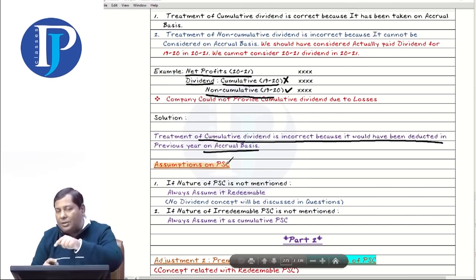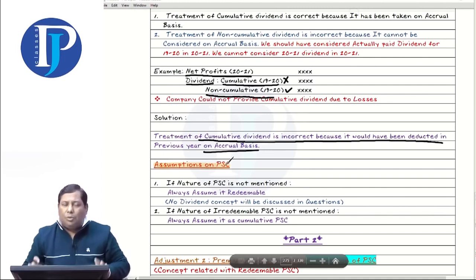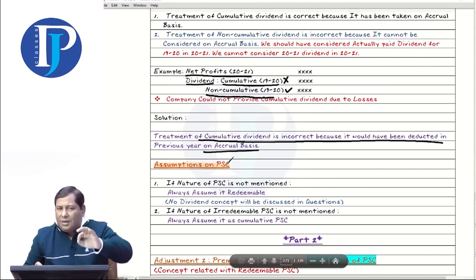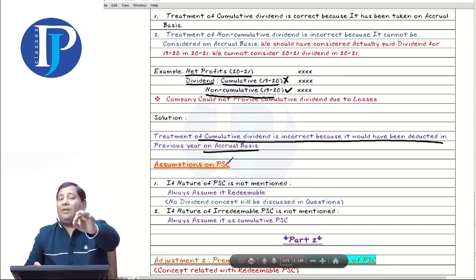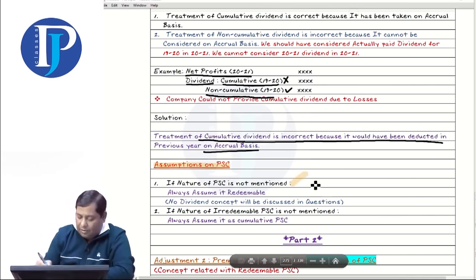And when I take cumulative, then I will take dividend on accrual basis. And I have told that whenever I talk about dividend in AS 33, it means I am referring to irredeemable PSC. I hope you are all getting this, right? And if I talk about finance cost, then it is referring to redeemable. We had already formed this concept in the beginning. If the question is silent in nature, then it is redeemable, right? If you are given irredeemable, but cumulative or non-cumulative is not mentioned, then cumulative. And students, I have taught you both the things.